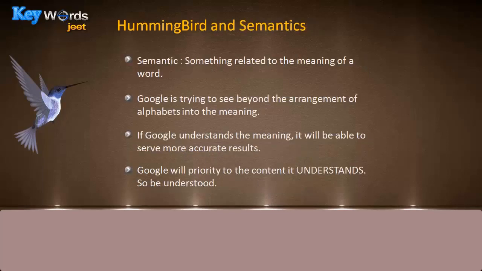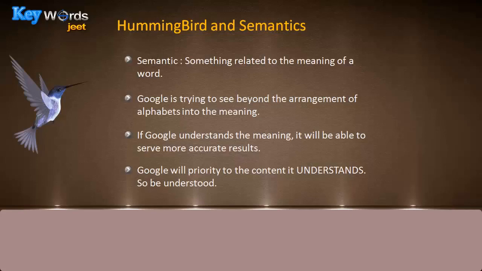Let's understand what Hummingbird and semantics mean, or what semantics is to Hummingbird. The word semantic means something related to the meaning of the word. And Google is trying to understand that meaning. Google is trying to see beyond the arrangement of alphabets into the meaning, to understand what the content actually means.